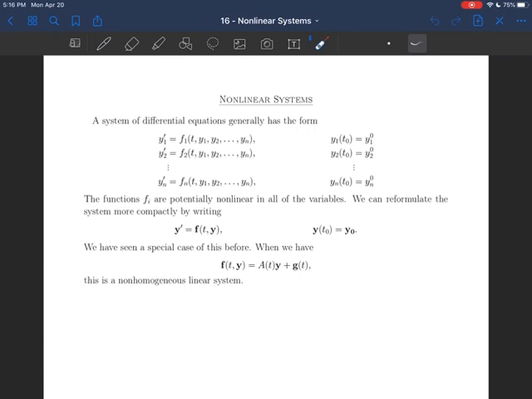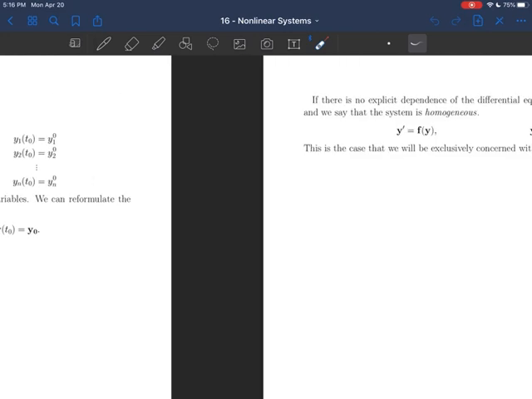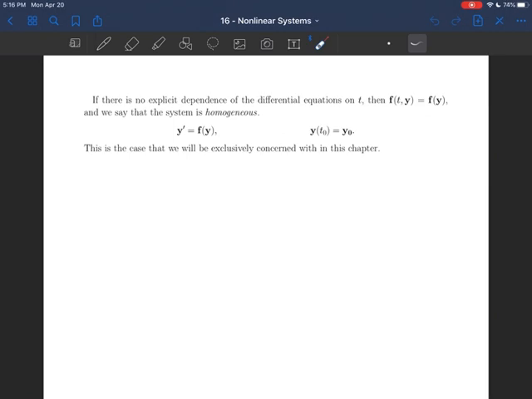For example, if f of t comma y is equal to matrix A of t times y plus g of t, then we've got ourselves a non-homogeneous linear system, which is the kind of thing that we solve with undetermined coefficients or variation of parameters or something like that. But we're going to be talking now about something more general, where this is just one particular kind of equation that is a subclass. All right, so where do we go from here?